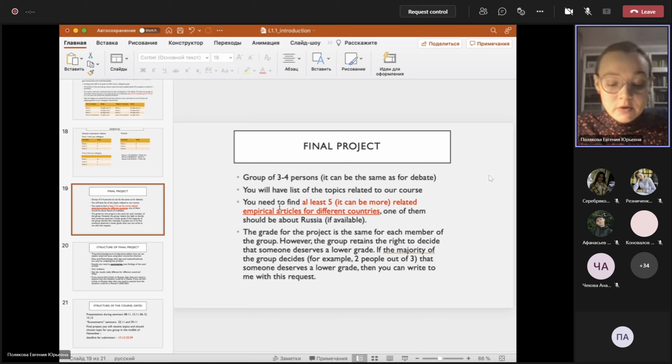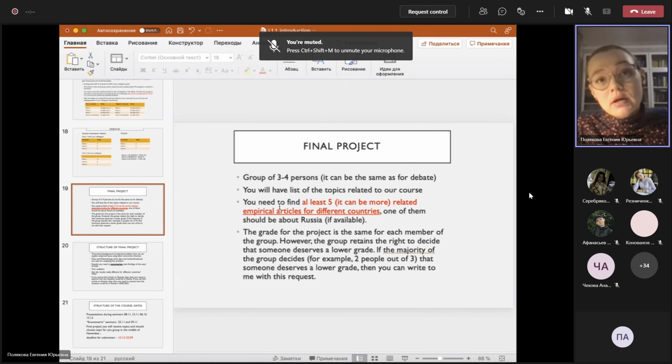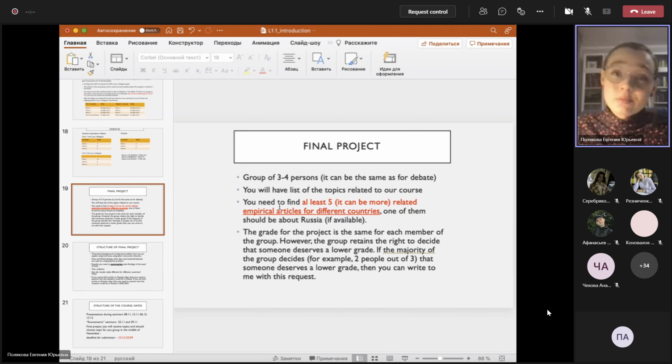Let's do it for 7, for instance. I understand your point. But for the final project, it will be the same grade. So for the final project, you have full equality. Because of that, you can form a group however you want, and everybody gets the same grade, except if you decided that someone should be punished.